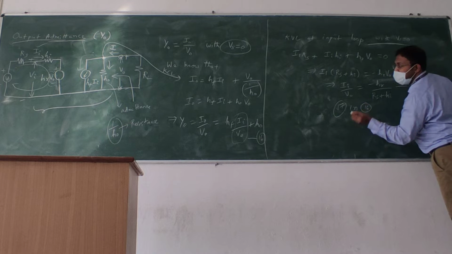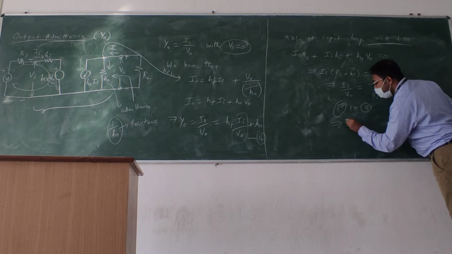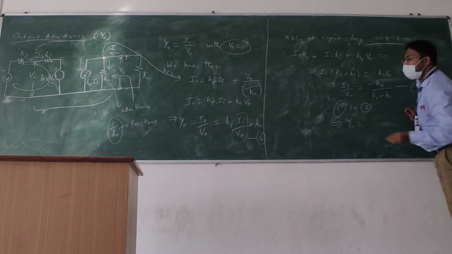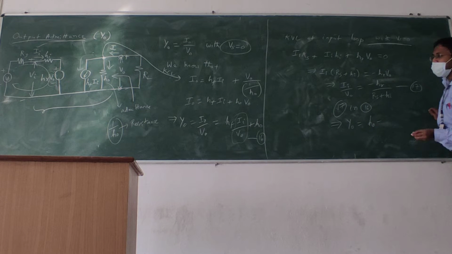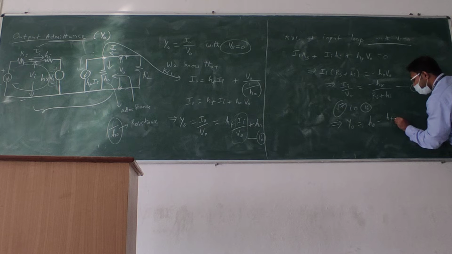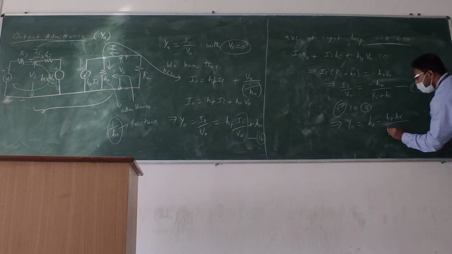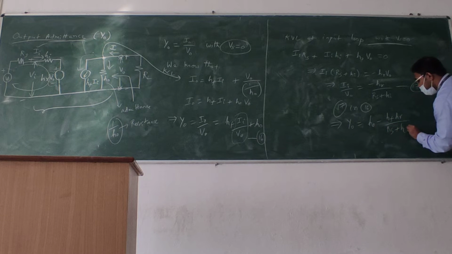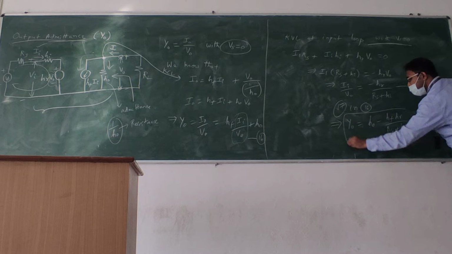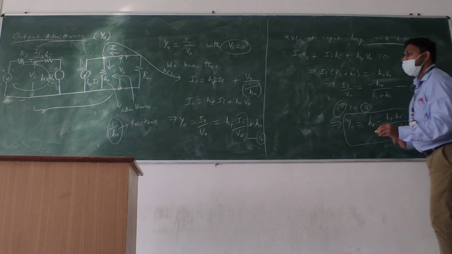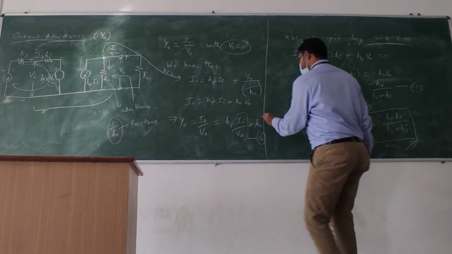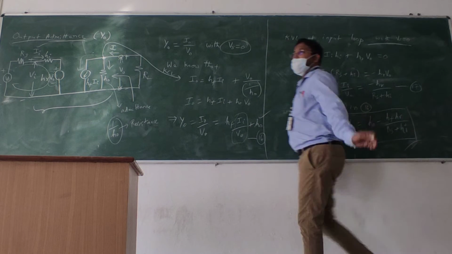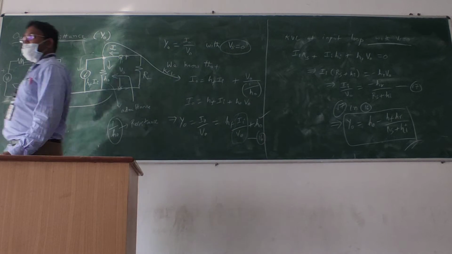Substituting 17 in 16 will give Y naught as how much? H naught minus HF HR by RS plus H. Okay? Right? Substituting 17 in 16, H naught is positive, so I am writing positive. Okay?